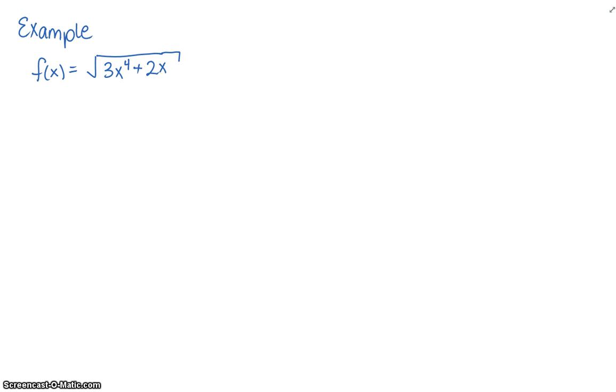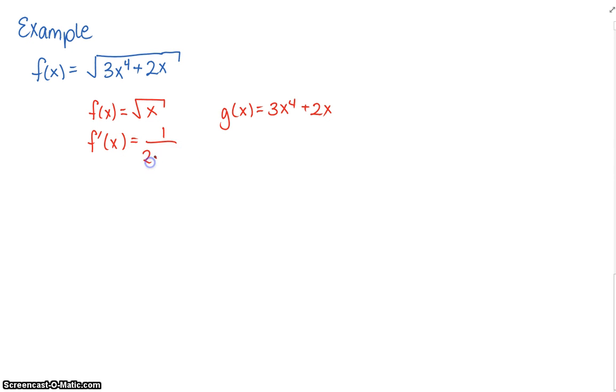Here's another example where we can use the chain rule. We're taking the square root of a degree 4 polynomial. If we look at the overall function, the overall function is a square root function. What's being plugged in is 3x to the 4th plus 2x. The derivative of the overall function, the square root of x, is going to be 1 over 2 root x. And the derivative of the polynomial function, in this case, is going to be 12x cubed plus 2.